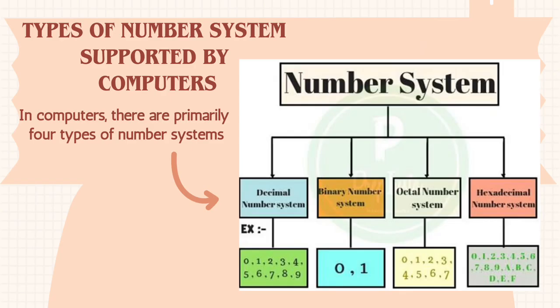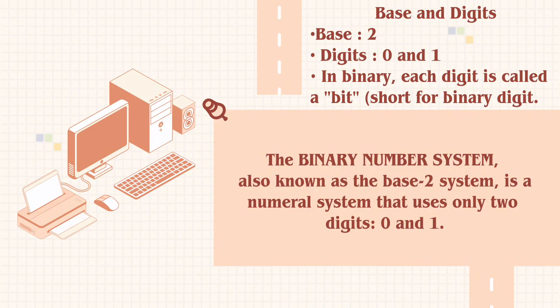Let's proceed to the types of number system supported by computers. In computers, there are primarily 4 types of number systems. We have decimal, binary, octal, and hexadecimal number system. First, let me discuss the binary number system. The binary number system, also known as the base 2 system, is a numeral system that uses only 2 digits, 0 and 1. The base is 2 and digits are only 0 and 1. In binary, each digit is called a bit, short for binary digit.